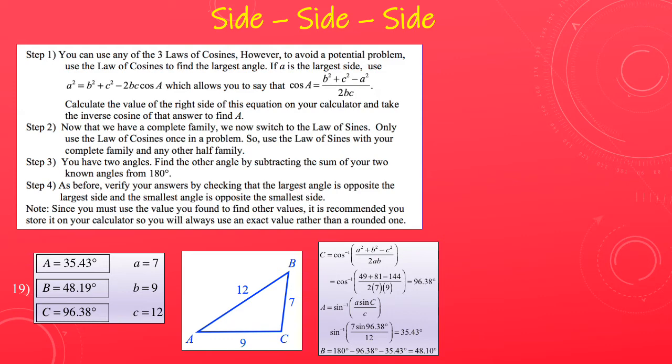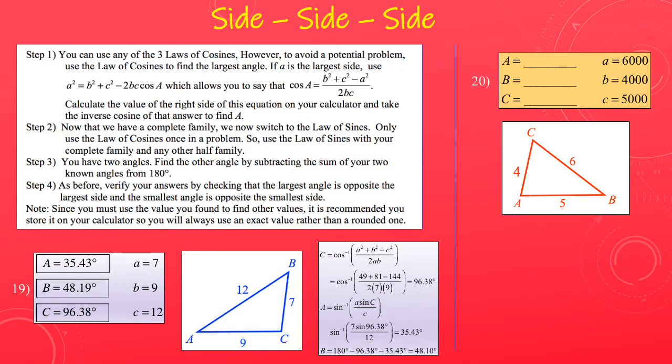Looking at those angles and sides, the proportions seem correct. The largest angle is opposite the largest side c, and the smallest angle is opposite the smallest side a. And since a and b are relatively close to each other, so are angles A and B.